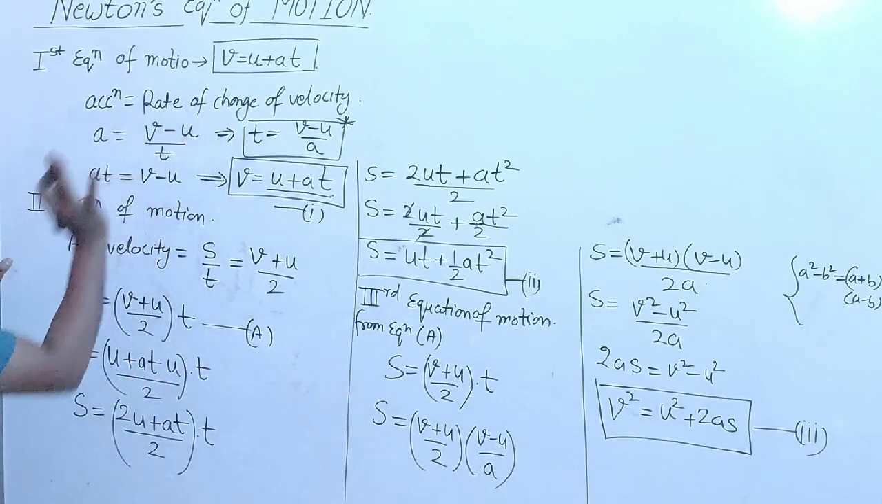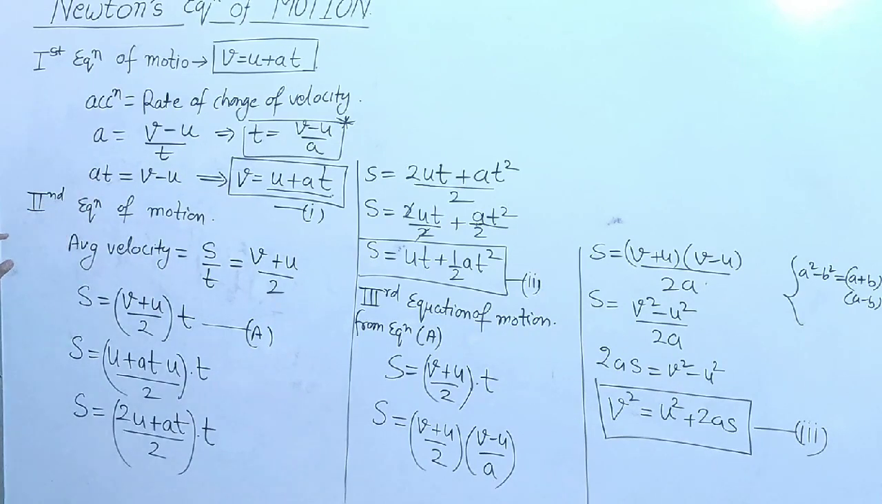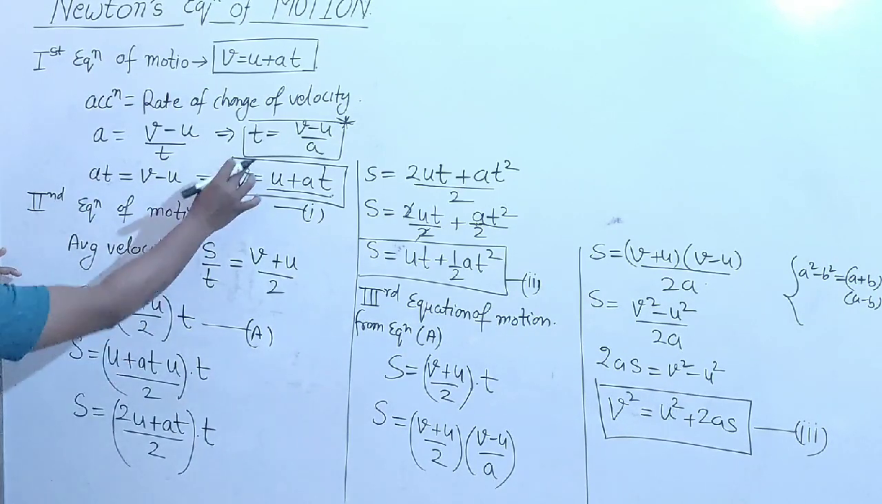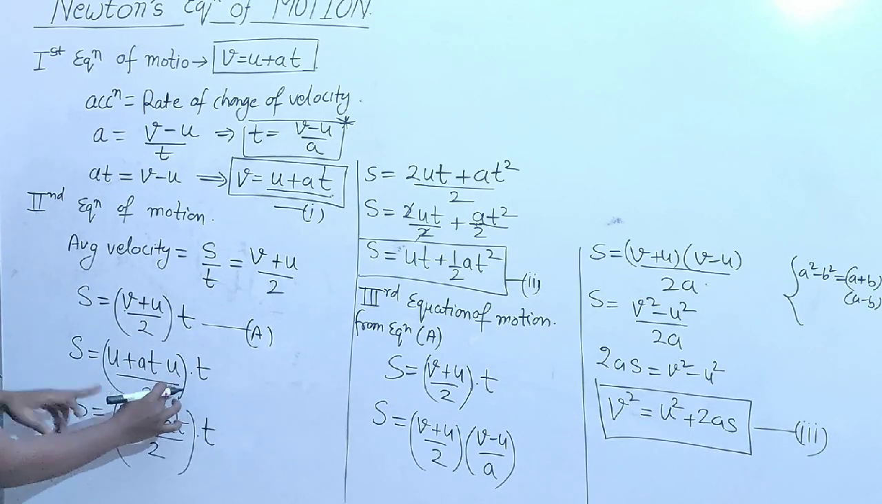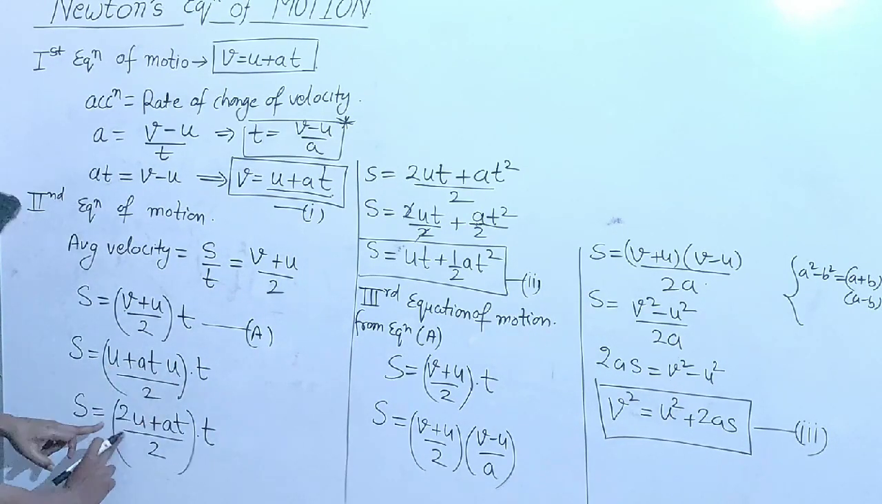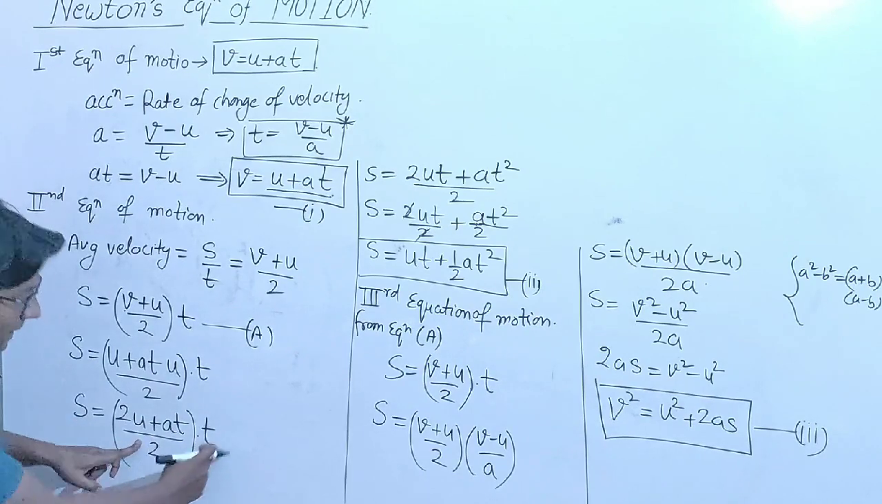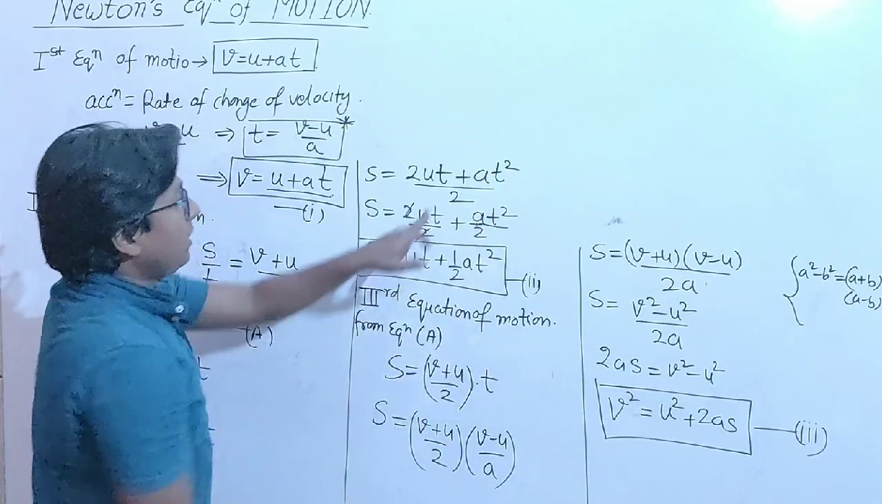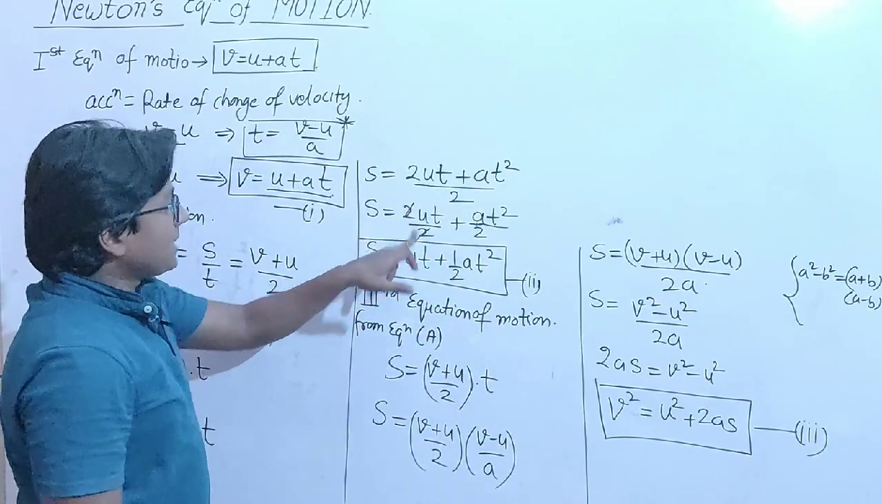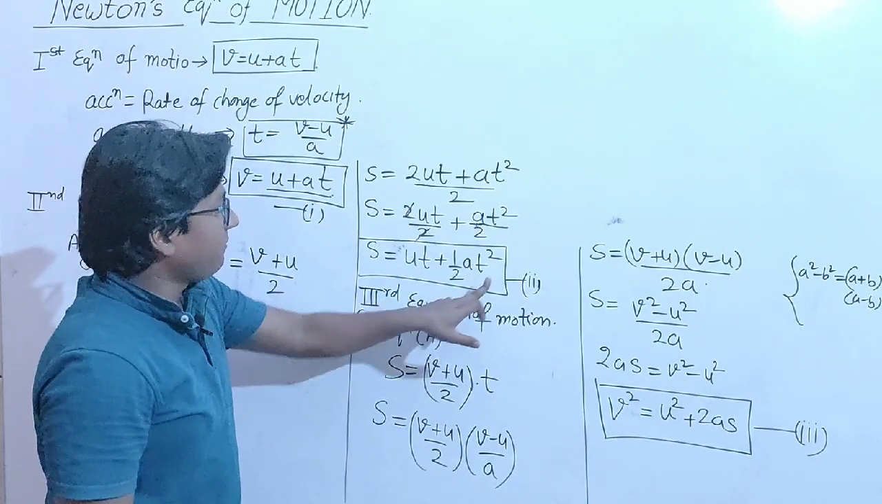For the second equation, we have to place the value of v from here: v is equal to u plus at. We will simply place the value, u plus at plus u. This will be u plus u, 2u plus at. Multiplying the t, 2ut plus at square. The 2 and 2 cancel. S will be ut plus half at square.